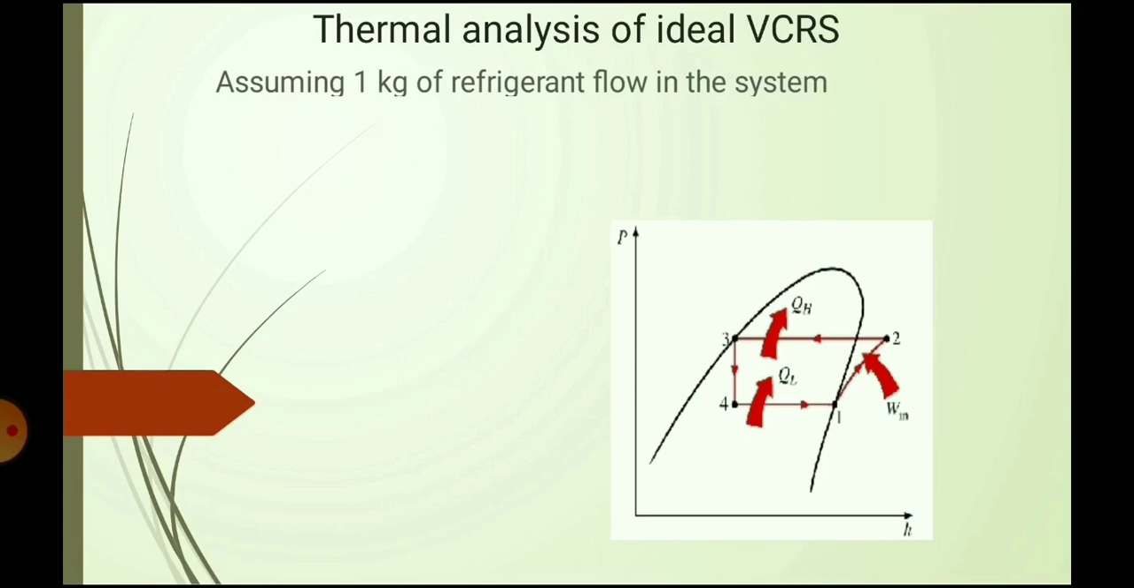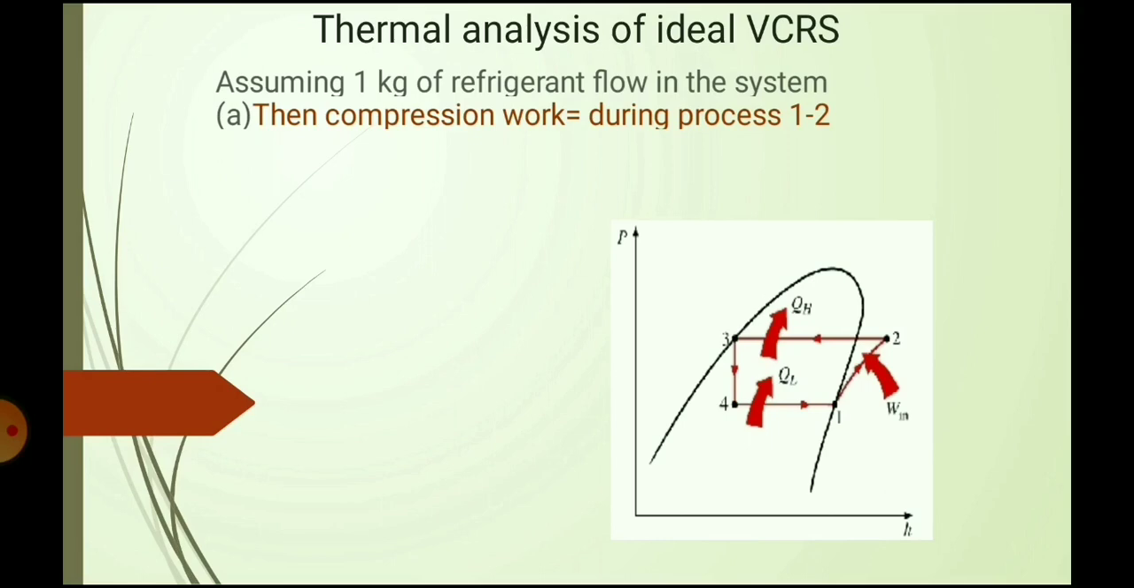In that case, first we have to calculate the compressor work. The compression work happens during process 1-2, and this will be equal to H2 minus H1 multiplied by mass. Because mass is equal to 1, the compression work WC is equal to H2 minus H1 kilojoule per kg. Why is it per kg? Because m is equal to 1 kg. That is why that is the work for 1 kg of refrigerant.